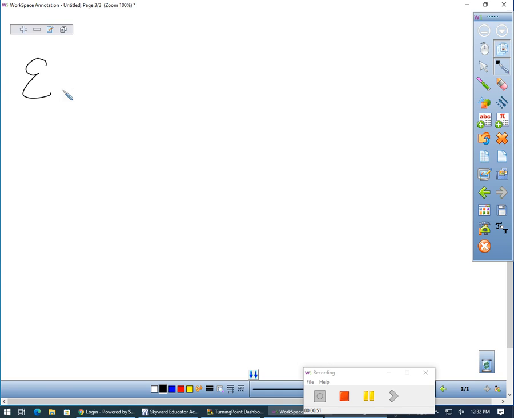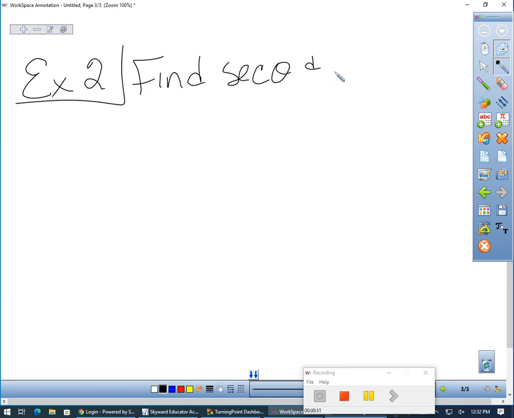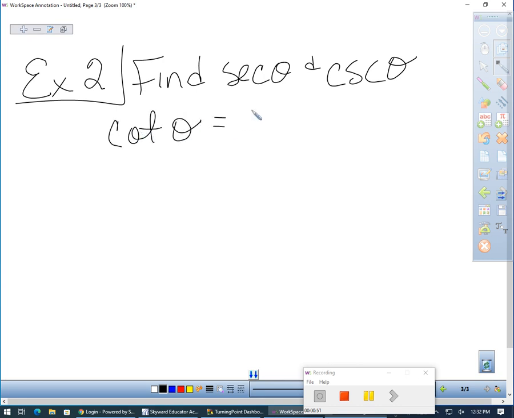Okay? So let's go with this. Here's example number 2. Let's say I want to find secant and cosecant. Those are what I'm looking for. And let's say cotangent of theta equals 3, when we'll say cosine of theta is greater than 0.